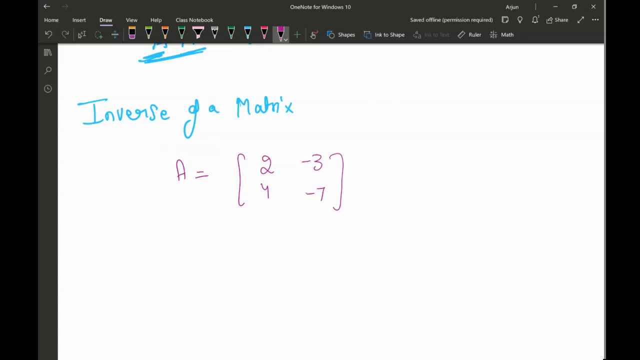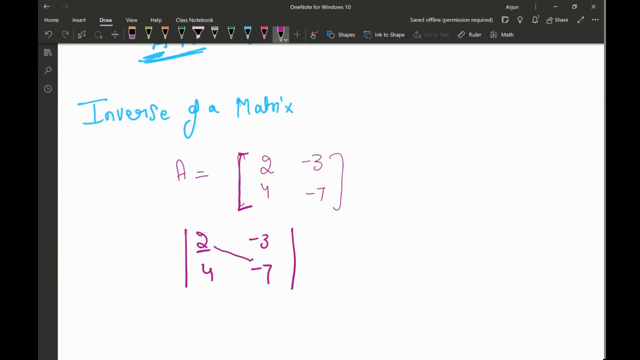First of all, I will find the determinant of the matrix. How do we find the determinant of a matrix? I'm going to put it in this format, with the absolute value symbols, rather than the bracket format. So this is 2 and 4, and minus 3 and minus 7. How do we find the determinant?